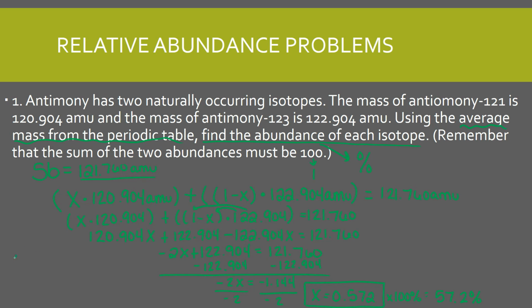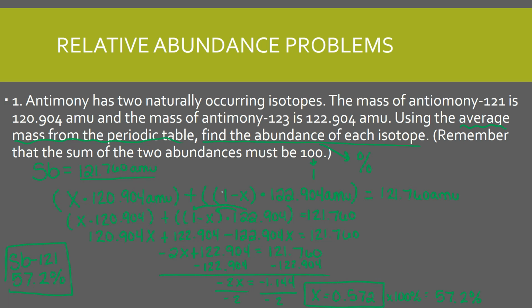So I'm going to write that down here. Sb 121 is 57.2% abundant. We had one other isotope because again, this isotope plus this isotope equals 100.